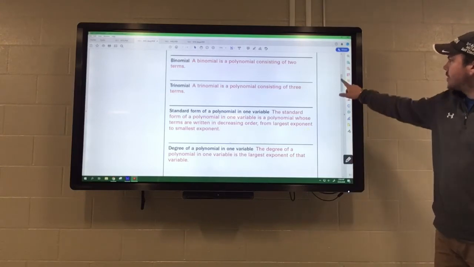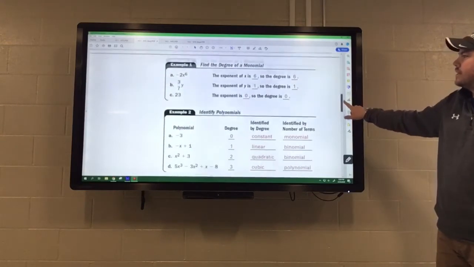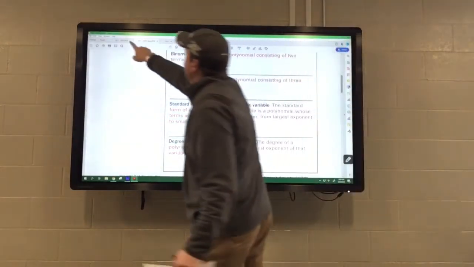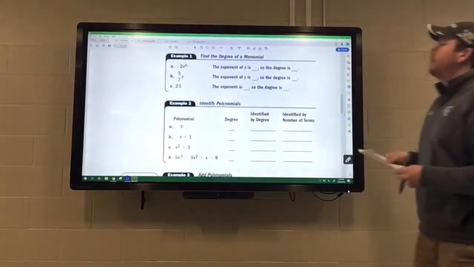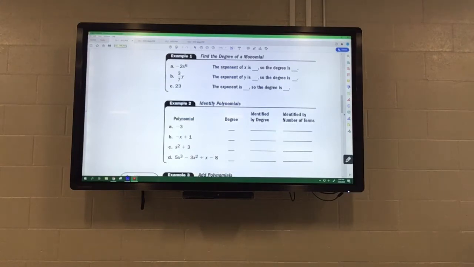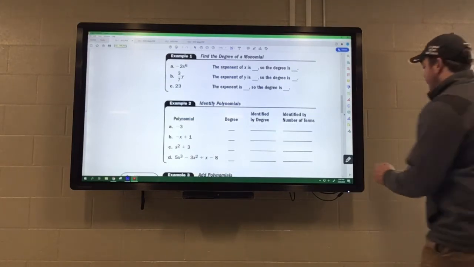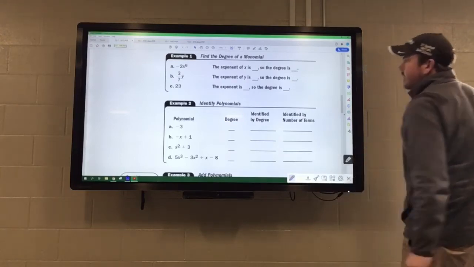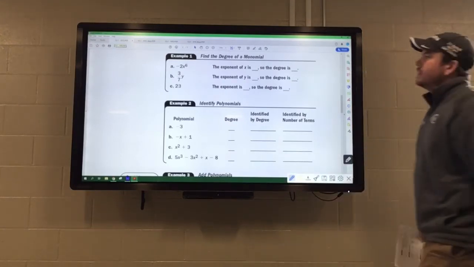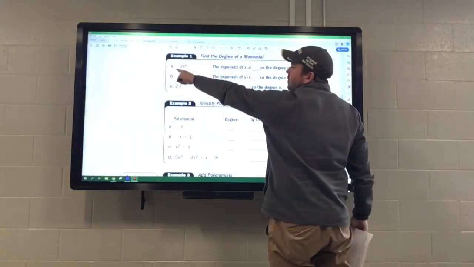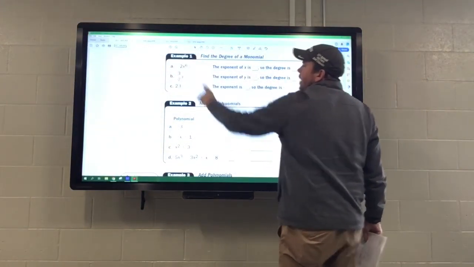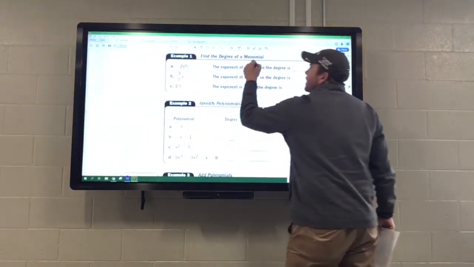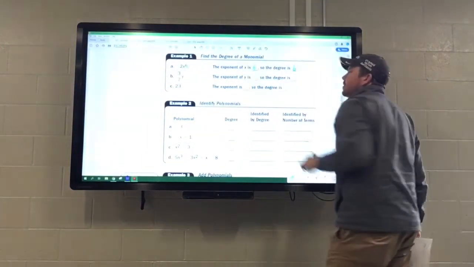Let's get to what we're actually doing in this section. So let's start by working with that vocab a little bit. Let's start with example 1. So what they want in example 1 is they want the degree. They want the degree of each monomial. So looking at part A of example 1, we have negative 2x to the 6th. The exponent on our x is 6, so the degree is 6.